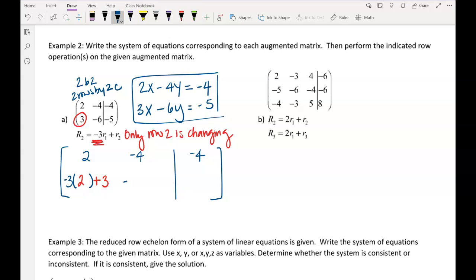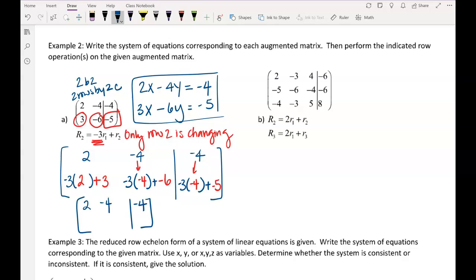Okay, so take negative 3 times the value from row 1, which in this particular case is negative 4, and add the row 2 value, which is negative 6. Do the same thing: negative 3 times row 1, which is negative 4, and add negative 5, just like that. So now I'm going to make one more matrix and then simplify this out, okay? All right, so this is 2, negative 4, negative 4. That never changed.